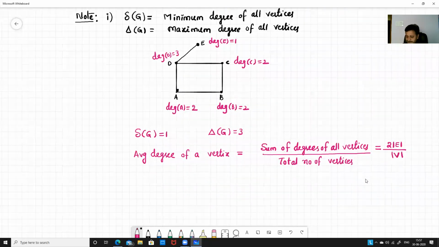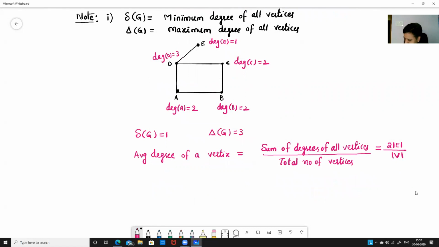In this example, if I compute this value, sum of degrees of all vertices is 2 times the number of edges. How many edges do we have? 1, 2, 3, 4, 5 edges. So 2 into 5 by the number of vertices, 1, 2, 3, 4, 5, 5 vertices, which is equal to 2. That is the average degree of all vertices. This value is equal to 2.